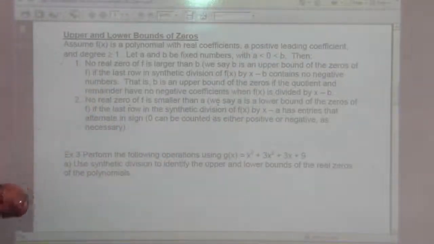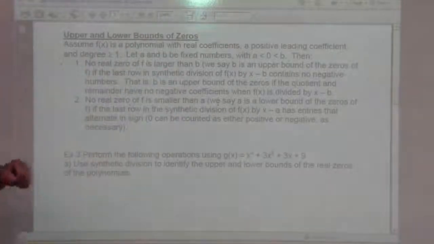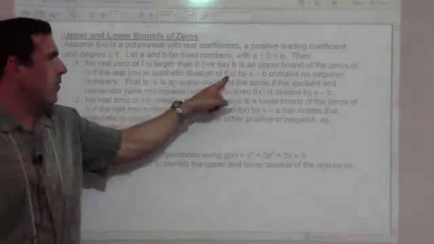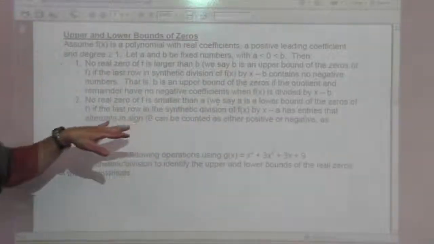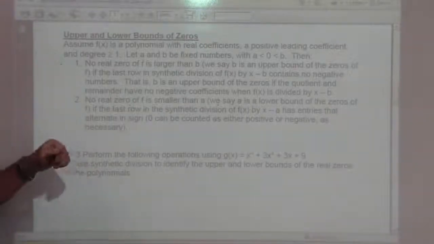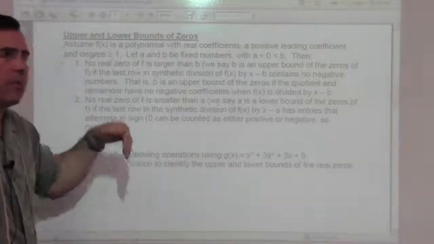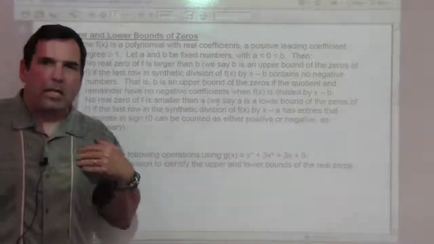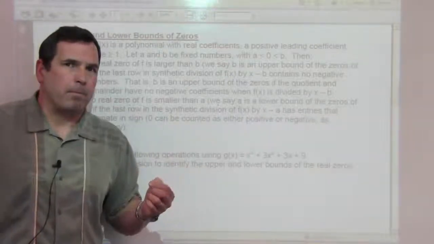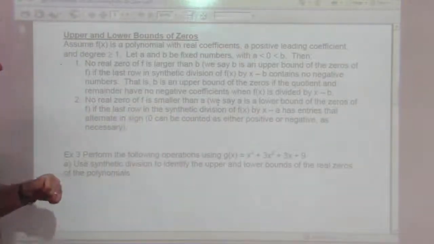Then no real zero of f larger than b, we say b is an upper bound of the zeros of f if the last row in synthetic division of f of x by x minus b contains no negative numbers. That is, b is an upper bound of the zeros if the quotient and the remainder have no negative coefficients when f of x is divided by x minus b. So it would be an upper bound. Now, I typically look for my bounds within my list of potentials. The book doesn't always do that, so I just want to warn you on that. I would look in my list of values.